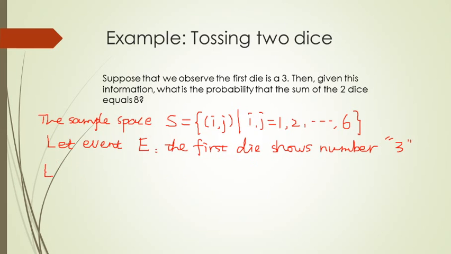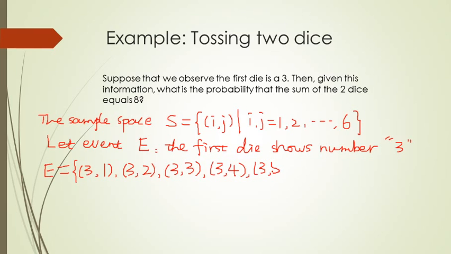So how can we represent the outcomes for the event E? It's always 3 for the first die, and then it can be 1, 2 until 6 in the second die. So the outcomes in the event E will be 3,1, 3,2, 3,3, like that. Okay, let's list all the outcomes in the event E: 3,4, 3,5, 3,6. So of course, totally we have 6 outcomes in the event E.